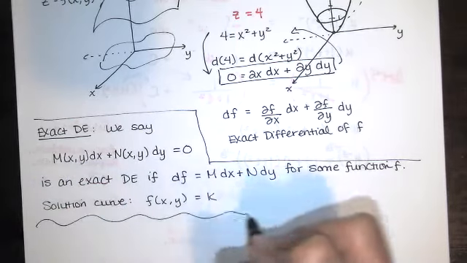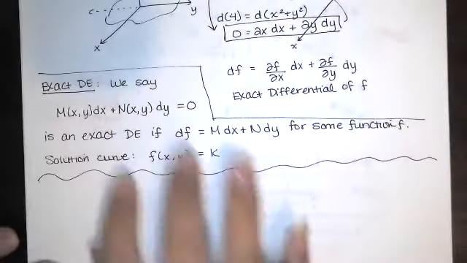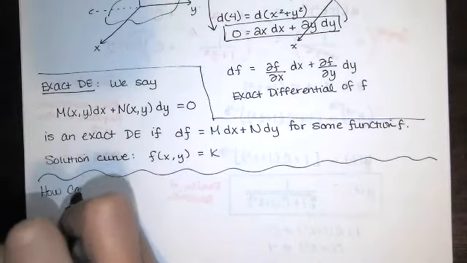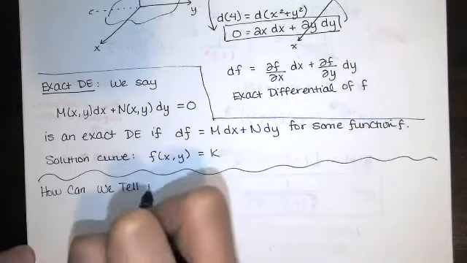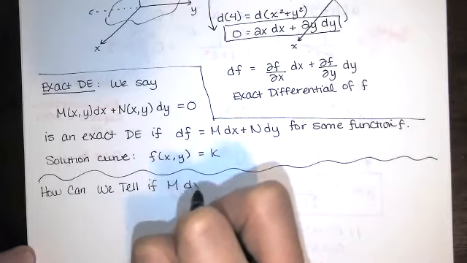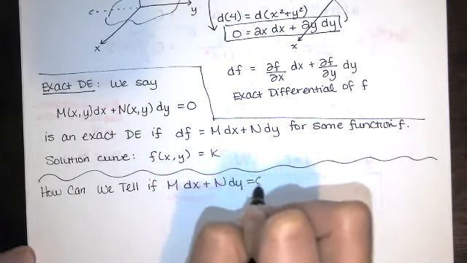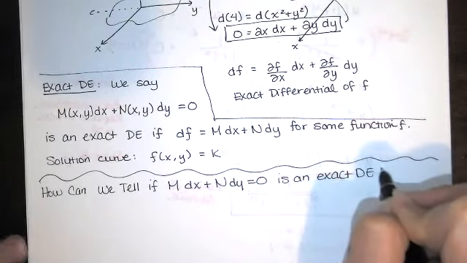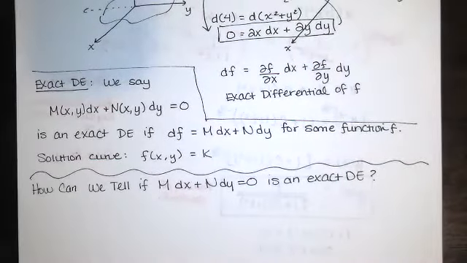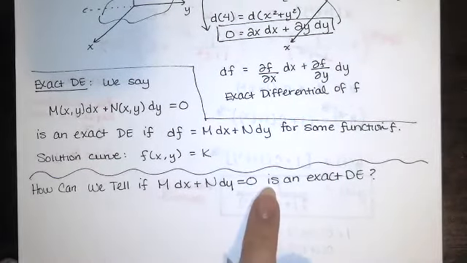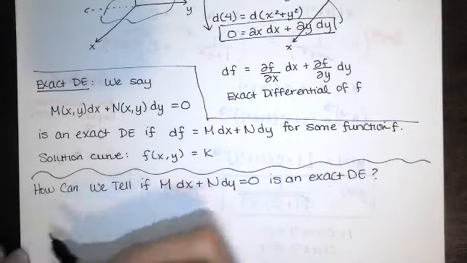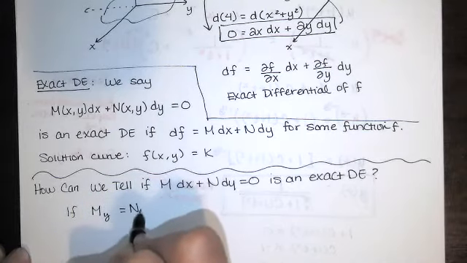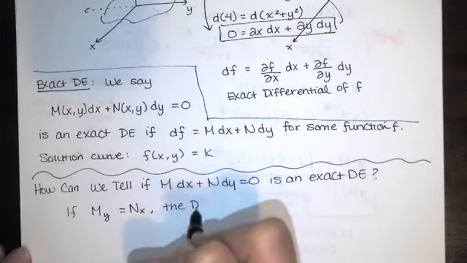Okay. So the question becomes, how do you find it? Or how can you even tell if a differential equation is an exact differential equation? Well, it's actually not too bad. We know that this is an exact differential equation if the following is true. If the partial of M with respect to y is equal to the partial of N with respect to x, then the differential equation is exact.